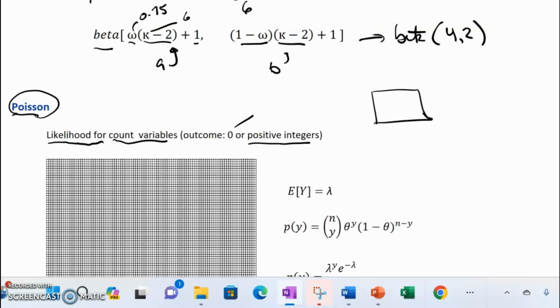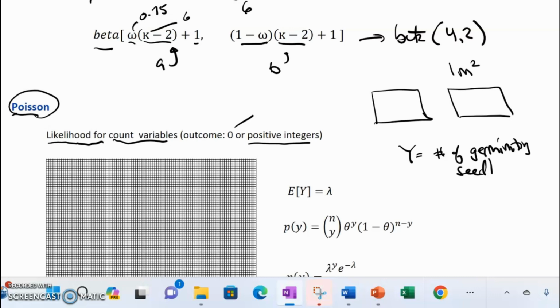One way to think about this, the example I'm going to use, is let's assume that we've got a series of 1 square meter plots. And the random variable we're interested in, uppercase Y, is the number of germinating seedlings.